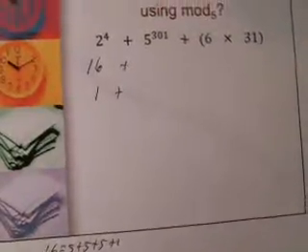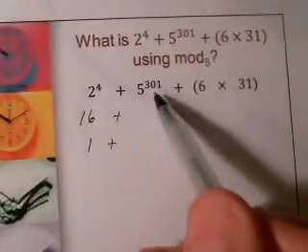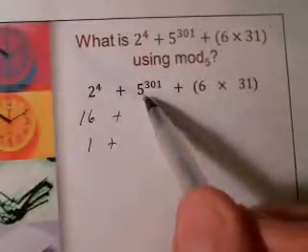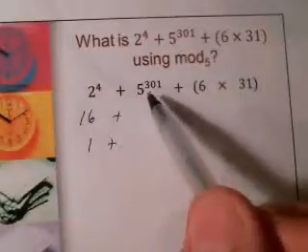When you're doing something to a large power like this, obviously I don't expect you to be able to take 5 and raise it to the 301st power.